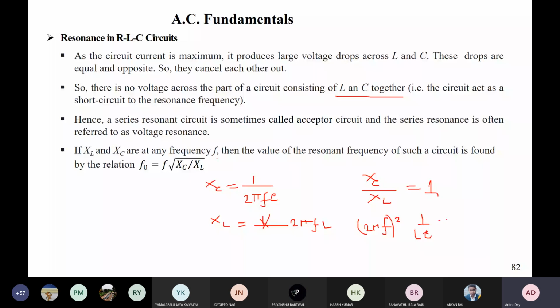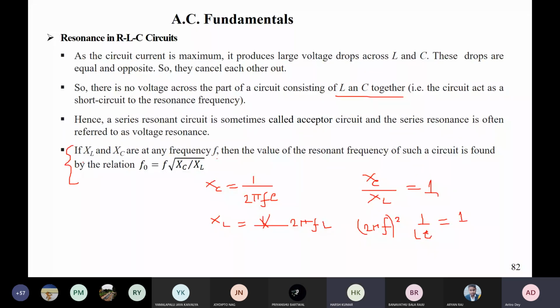Anyway, I can't understand why it is written. Let me think over it. Next class I'll tell. I cannot make out what is told by this relation. So it is saying that XL and XC are at any frequency f. Then they are actually trying to substitute in the f0, how they are relating. I'll just think over it.